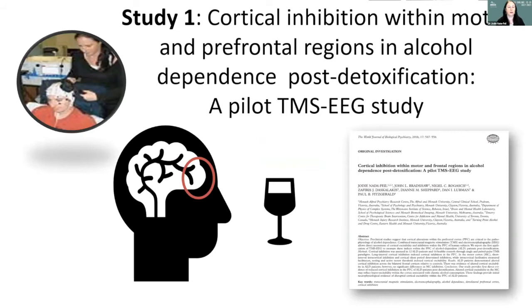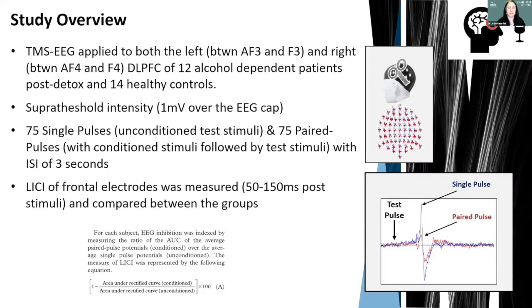So this led to the concept behind our earlier study, which examined cortical inhibition within the prefrontal cortex in alcohol-dependent patients during early recovery. For this study, we applied TMS-EEG to both the left and right dorsolateral prefrontal cortex of 12 alcohol-dependent patients post-detoxification and 14 healthy controls. 75 single pulses and 75 paired pulses were applied. LICI of the frontal electrodes were then quantified and compared between the groups.